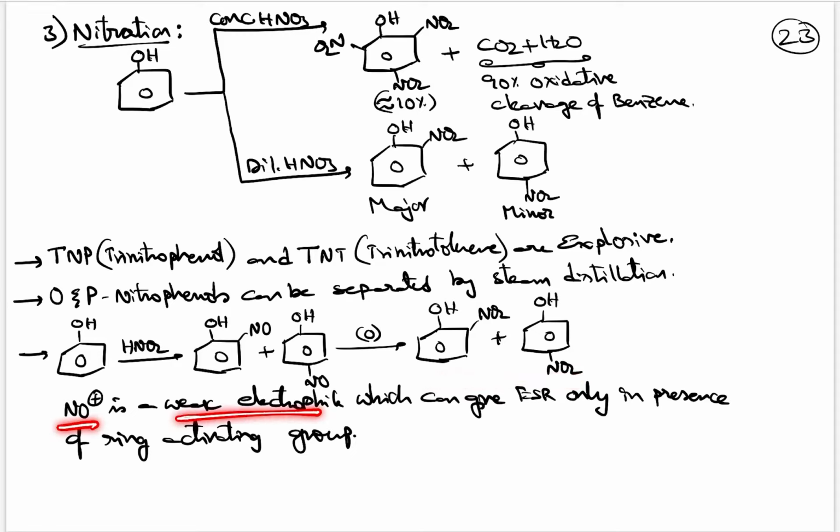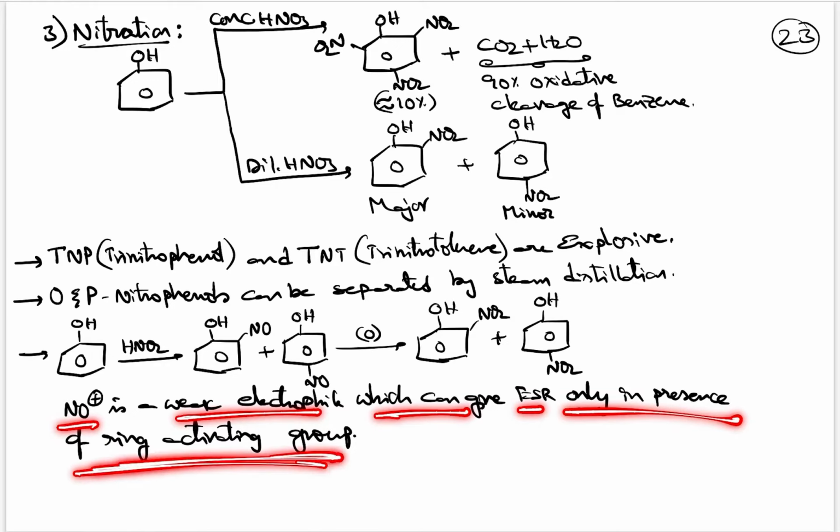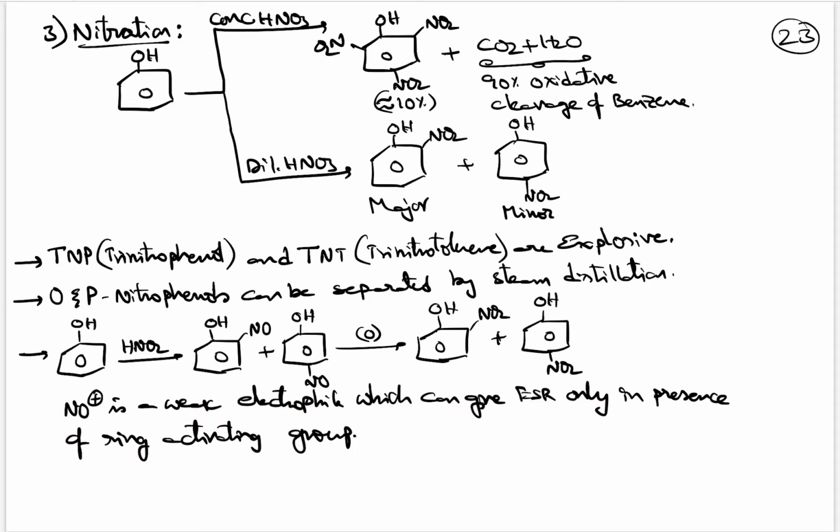NO+ is a weak electrophile which can give electrophilic substitution reaction only in presence of a ring activating group. So as OH is present here as a ring activating group, you can do nitrosation. Otherwise, if OH is not there, direct nitrosation of benzene will not be possible.